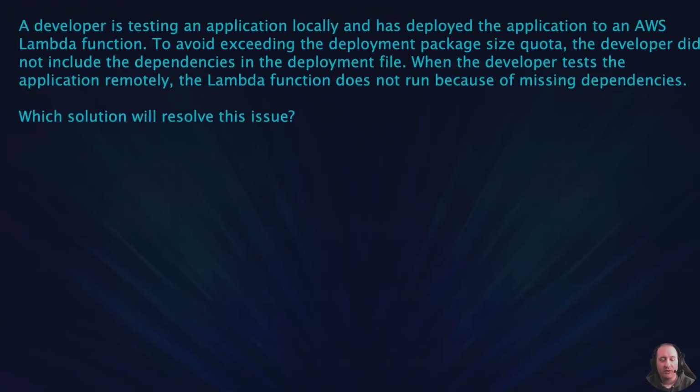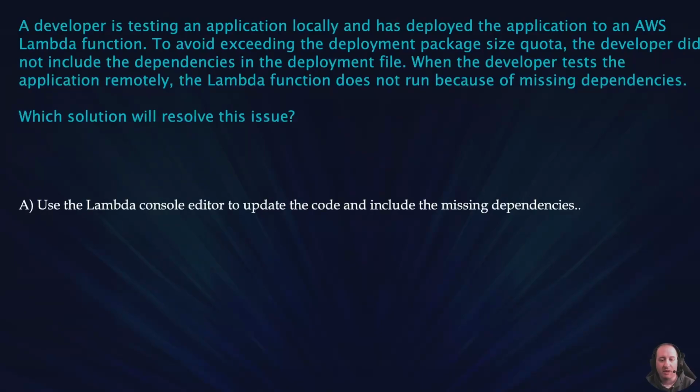The exam question for this topic is that we have a developer testing an application locally, and he has deployed the application to an AWS Lambda function. To avoid exceeding the deployment package size quota, the developer did not include the dependencies in the deployment file. When the developer tests the application remotely, the Lambda obviously fails and does not run because of these missing dependencies. Which of the solutions could we use to resolve this issue?